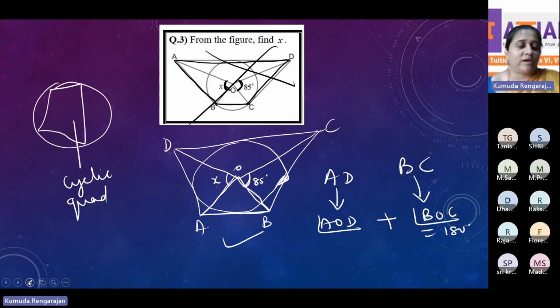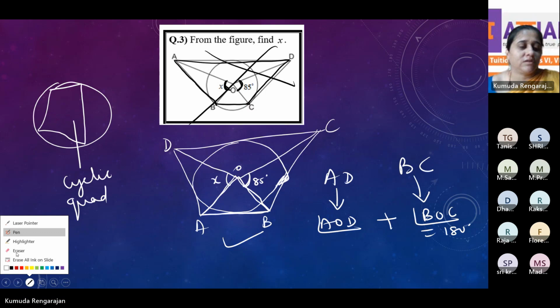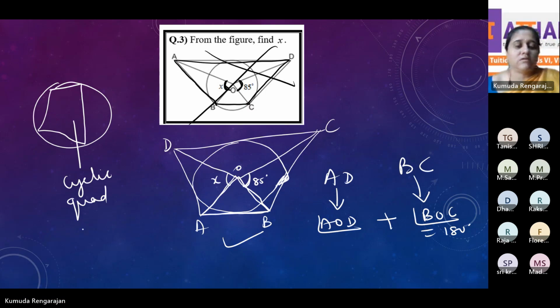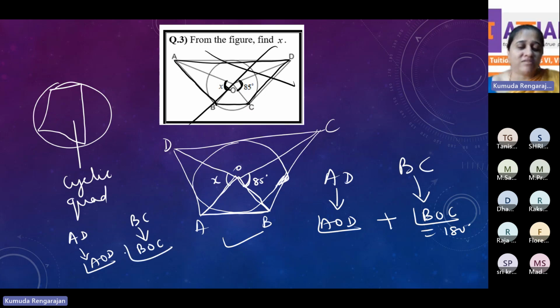So the sum of which two angles is 180? AD and BC are the opposite sides of the quadrilateral. AD subtends angle AOD at the center. BC subtends angle BOC at the center. The sum of these two angles is 180 degrees. Which means clearly x plus 85 is equal to 180. X is equal to 180 minus 85, which is 95 degrees.